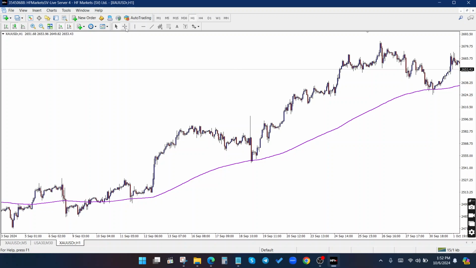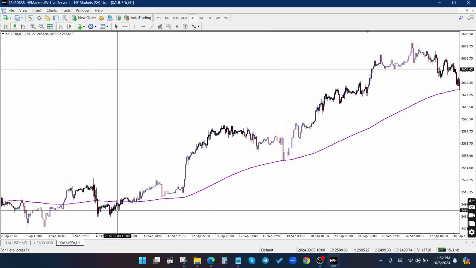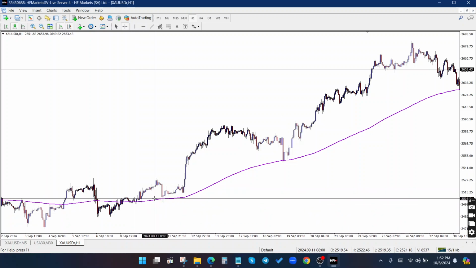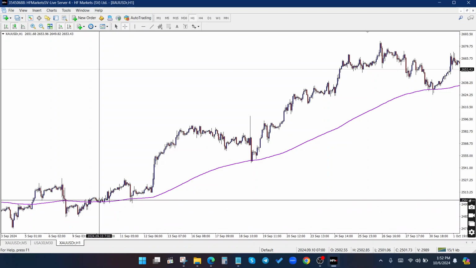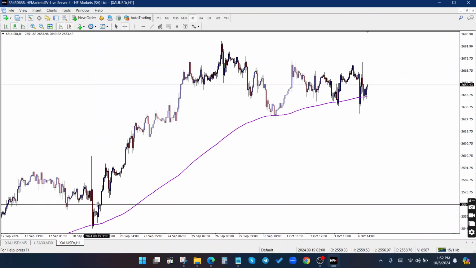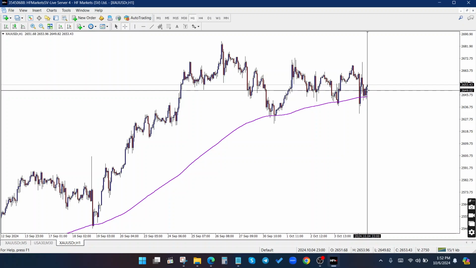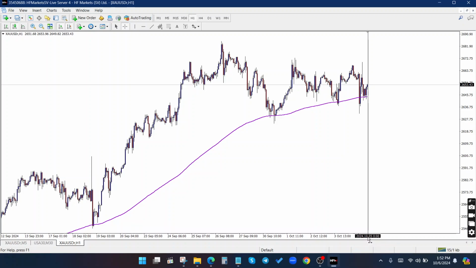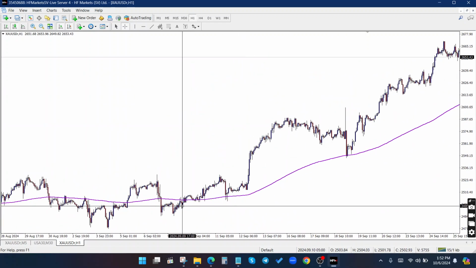Just like I said, this strategy is mostly used by swing traders. You can see that when the price of gold crossed above the 200 EMA, this bullish trend started from this point. This was on the 10th of September, and you can see it continued up till now. It is still in a bullish trend, and we can see that this is the 4th of October. This is 5th of October already. So it's been almost a month.